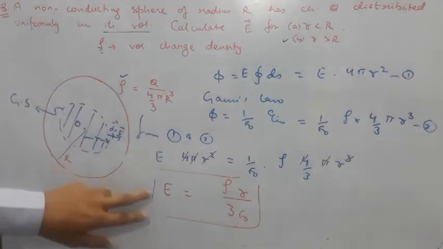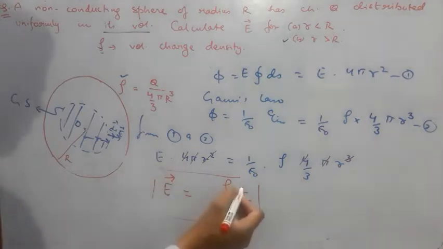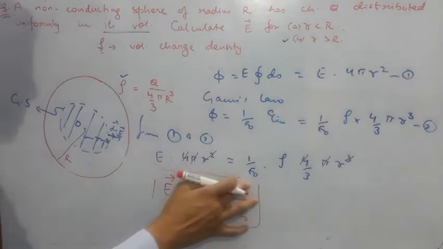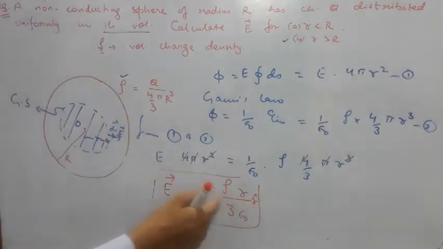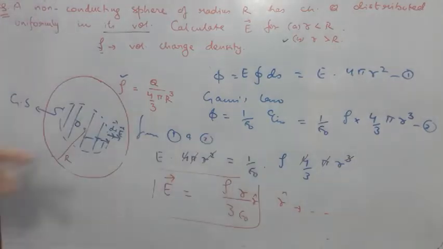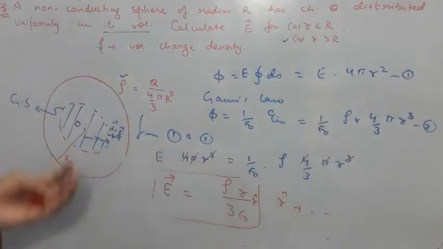This is the scalar form. If you wish to write in vector form, then you can write like so. That is one way. Or you can write r cap here, or if you wish, you can write n cap, where r cap is the unit vector directed radially outward if this has positive charge over it, and directed inward if it has negative charge.